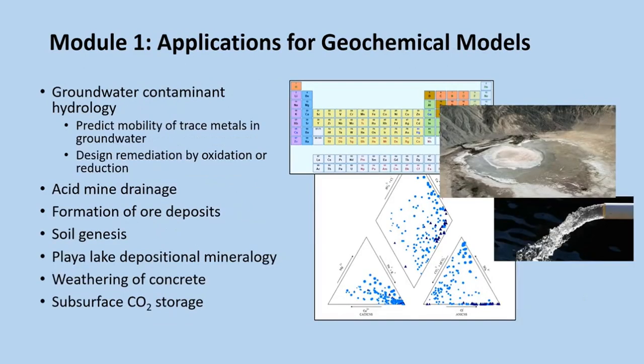So there's a pretty large variety of applications one can think of for geochemical models. These would include, for example, predicting the mobility of trace metals in contaminated groundwater, designing remediation systems, acid mine drainage, looking at the formation of ore deposits, looking at soil formation, looking at processes in playa lake environments, looking at weathering of concrete, both above ground and below ground, subsurface CO2 storage, and many other topics, some of which we'll be touching on in later modules in this course.